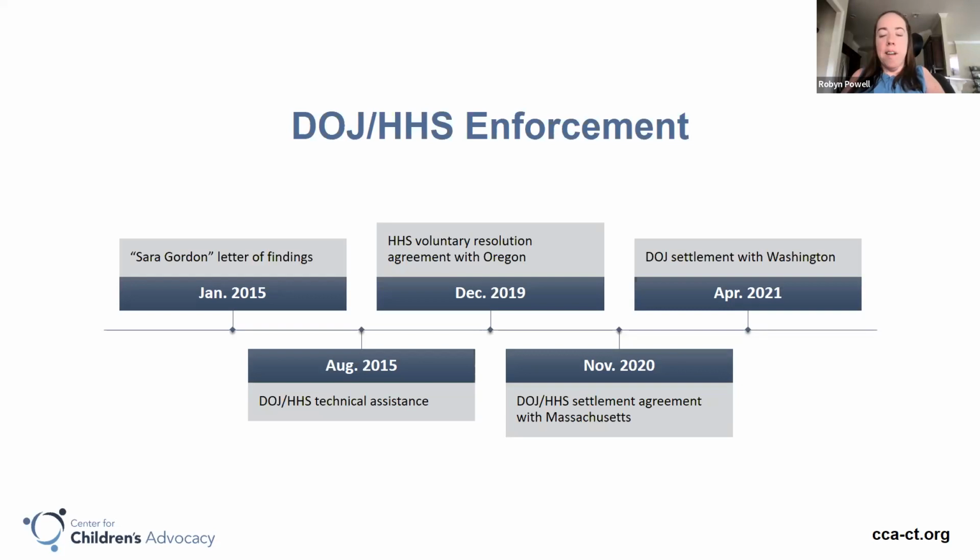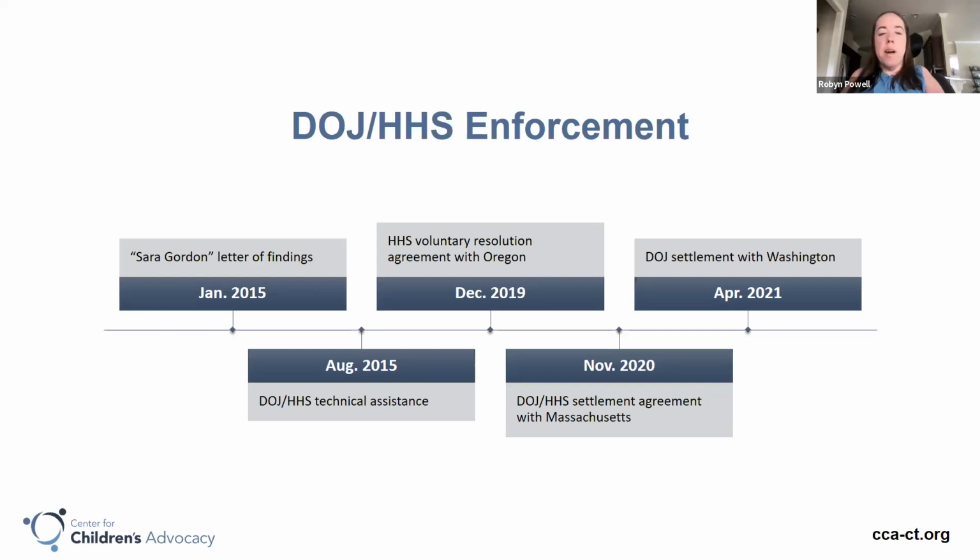Fortunately, we have seen increasing attention and interest by the federal government. In August of 2015, for example, the DOJ and HHS issued technical assistance. If you have not seen this, I highly encourage you to do so. It is great. It is technical assistance. It's a very detailed document that explains exactly what child welfare agencies must do to comply with the ADA. It provides really good examples. I have seen it cited in many court decisions as well as attorney briefs. It is really useful language. So that was a few months after the Sarah Gordon case.